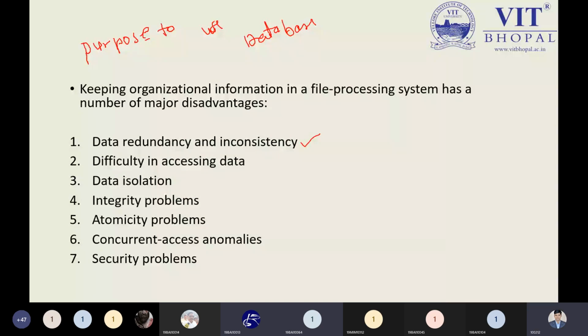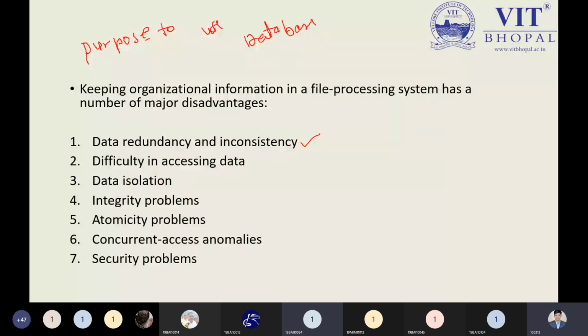Sir, in the file system, as you told, there is no relation between files. Every department has its own set of files, which means the data is redundant. There are several copies of the same files. Then there is the inconsistency problem: if the data is changed in one file of one department, the same data in other files will not be changed. So this results in data redundancy and inconsistency.